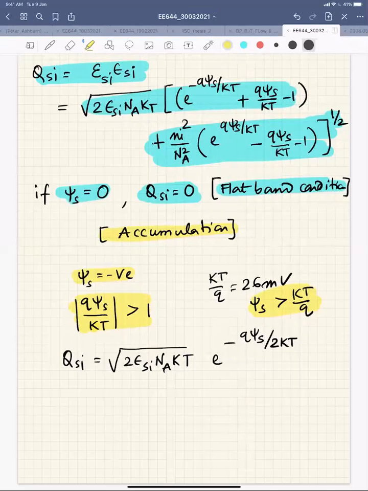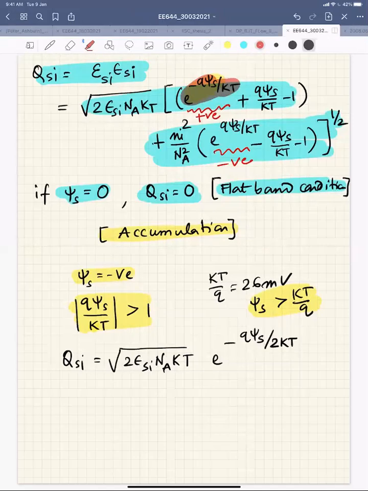If psi s is negative, then this part will be positive, because this is e to the power minus q psi s by kT. This part will be positive, and this part will be negative. So you see e to the q psi s by kT, this will be this number here, and it will be much higher than the other parts.